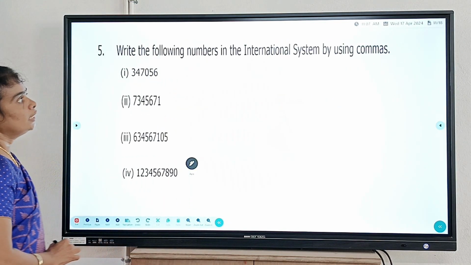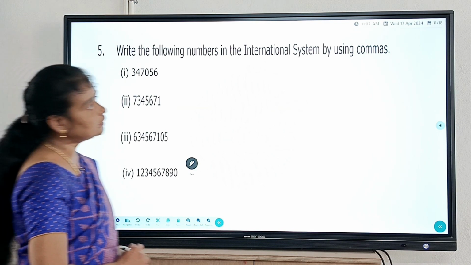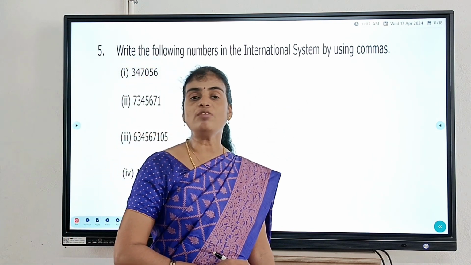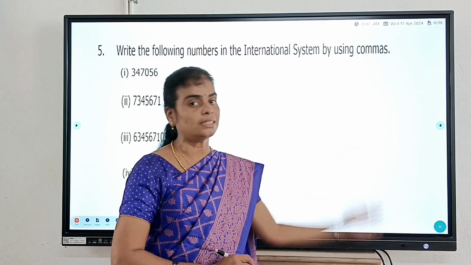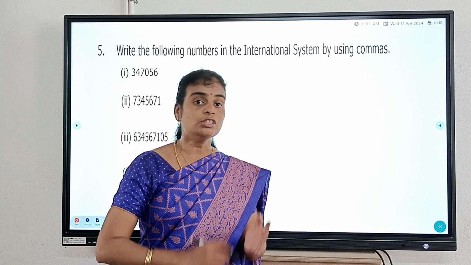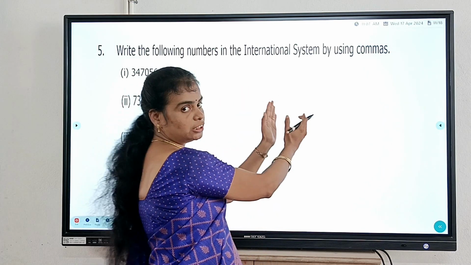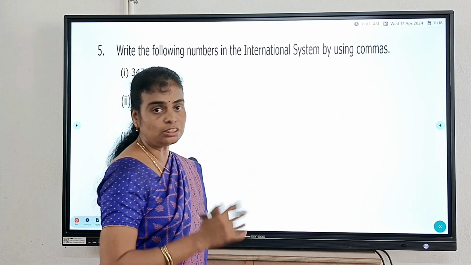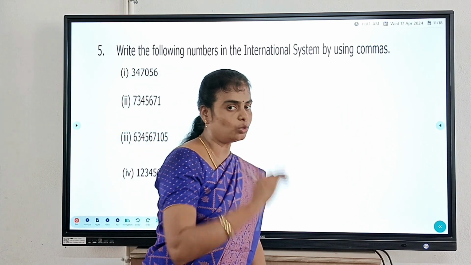The next one. Write the following numbers in the international system by using commas. This is very simple. You have to place commas as per the international system. Again, how do you put commas in the international system? So first group, after 3 digits you have to place a comma. Again after 3 digits, again after 3 digits. So it goes in groups of 3.